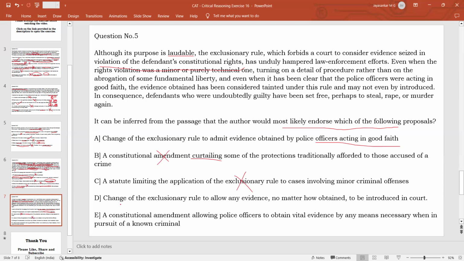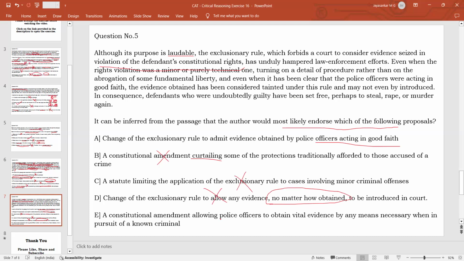So not an answer. Option D, change of the exclusionary rule to allow any evidence, no matter how obtained, to be introduced. No, the author will definitely not support this. He says that as long as the evidence is obtained when the police officers are acting in good faith and there are no human rights violations, only minor or technical violations are involved, in such cases the rule should not be applied. No matter how obtained means all evidence obtained in violation of constitutional rights should be admitted. No, this is not something that the author will support. So this is not your answer.